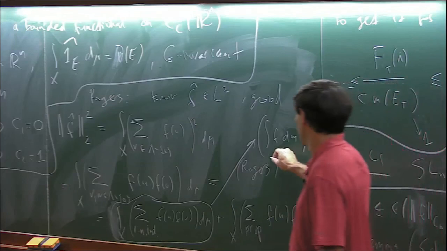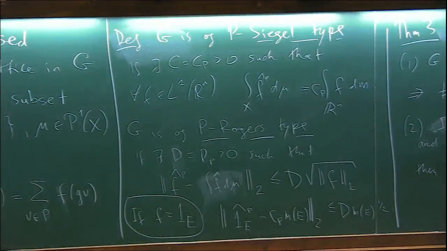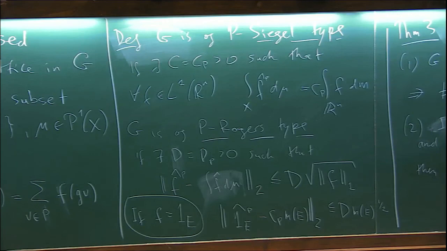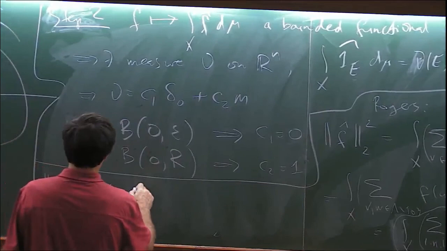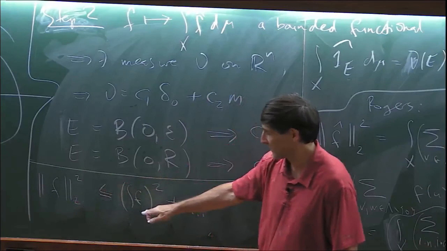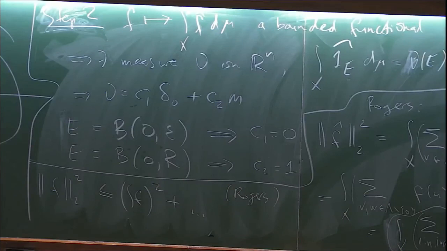In other words, we have this part coming out. So let me just rephrase. So f here is the characteristic function of a set E, and this Rogers property just means that the integral of f hat squared is not bigger than the square of the integral of f plus something, because the variance is the integral of f squared minus the square of the integral of f.